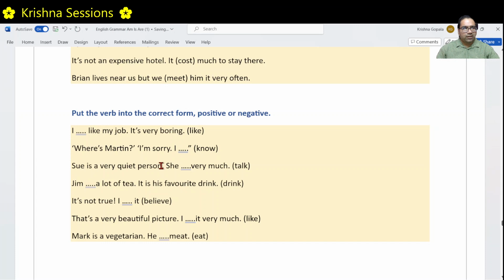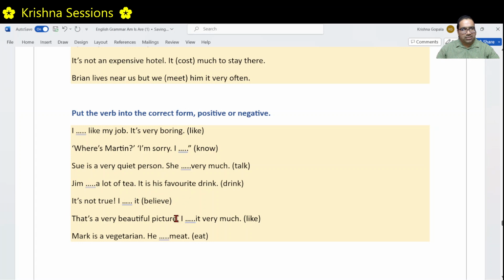Sue is a very quiet person. That means this is again a negative statement. She, he, it does not. She does not talk very much. It's not she does not talks very much. It is she does not talk very much. Jim drinks a lot of tea. It is his favorite drink. This is a positive statement. Jim drinks a lot of tea. It is his favorite drink. It is not true. It is a negative statement. I do not believe it.